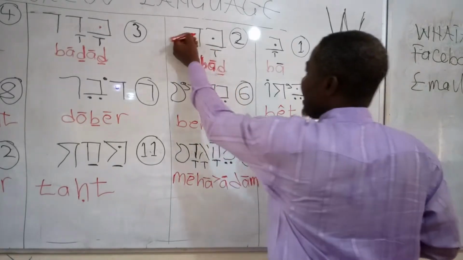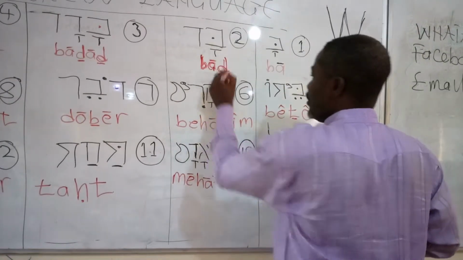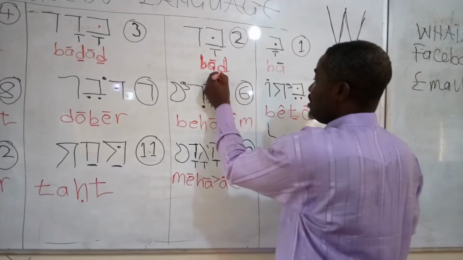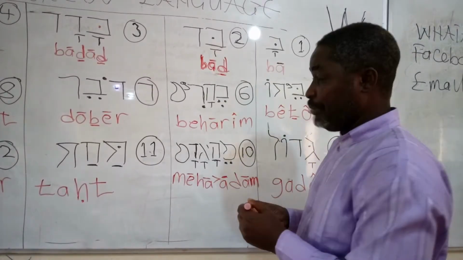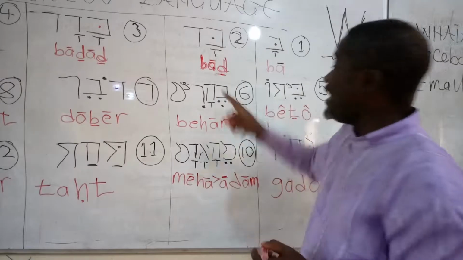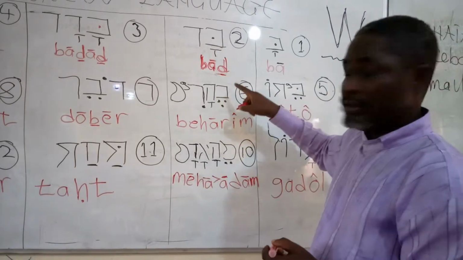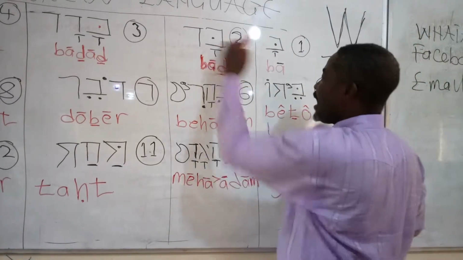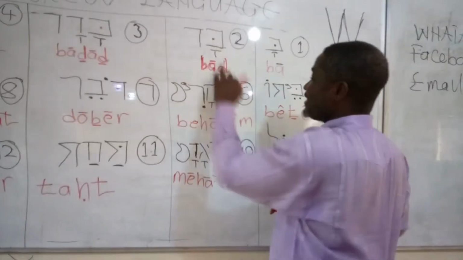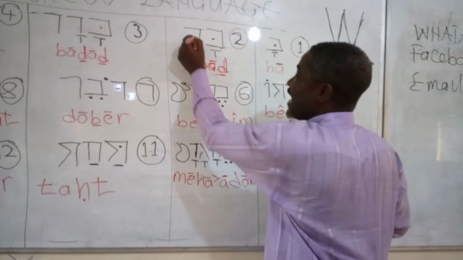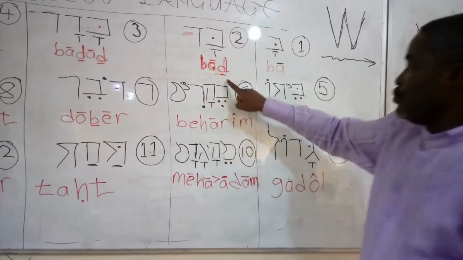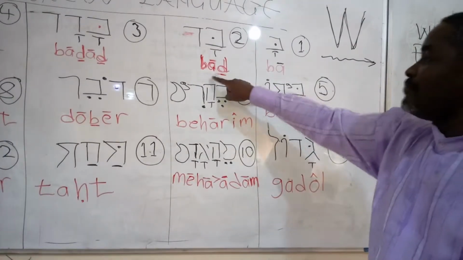Then you have dalet, which is the D here, with a line under. The line is under it to show that it is not a B, it is a D. So you have to show that it is a D, dalet, D. Now this first one has a dot, so you don't have to put anything under it. But the dalet has a line under it because it does not have a dot. Once the dot is removed, you put a line under it. So you have bad.